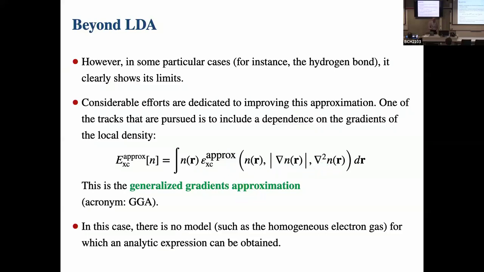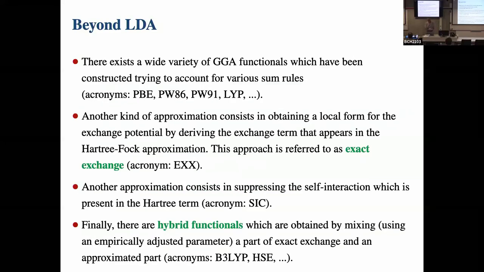Okay? In this case, there is no analytic formula like in the case of LDA for the homogeneous electron gas, but other analytic expressions have been derived and proposed, so that you have an explicit formula to compute this exchange correlation. And so there are a number of flavors of the GGA that have been popular in the past. You have probably all heard about PBE, that's Perdew, Burke, and Ernzerhof. There is an expression that is more accurate for solids, PBEsol. The numbers that you see there are the dates, 1986, 1981 for Perdew and Wang in both cases. And so there are different methods.